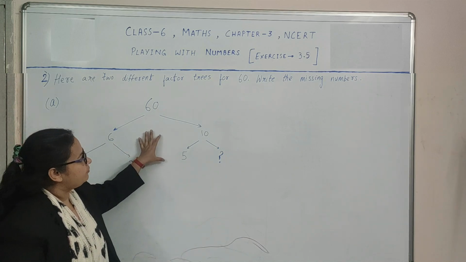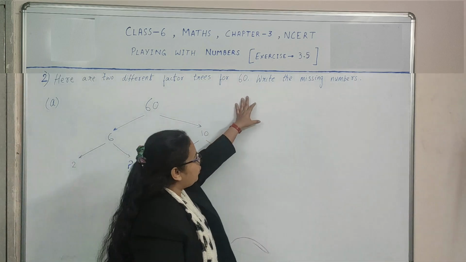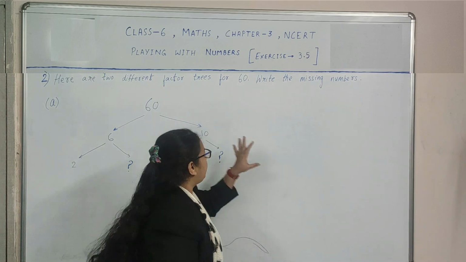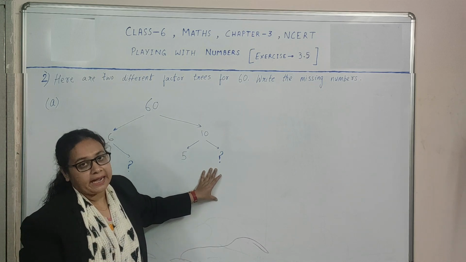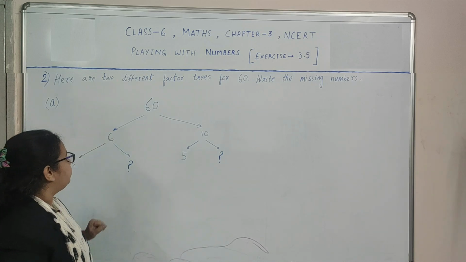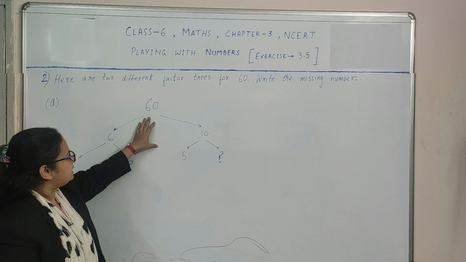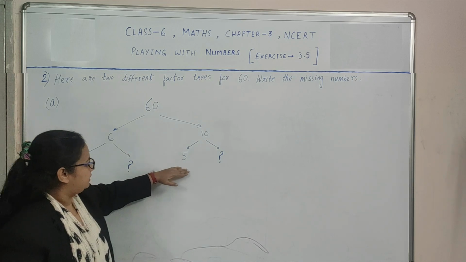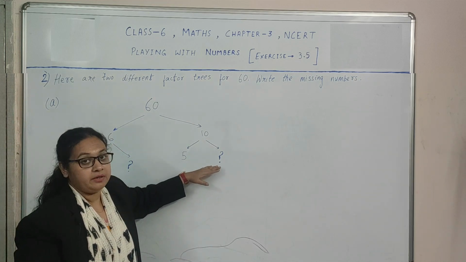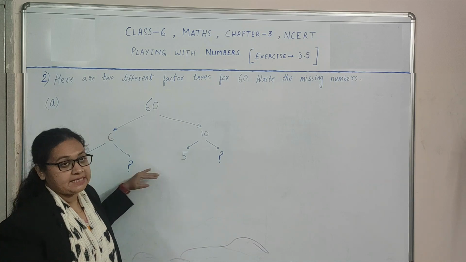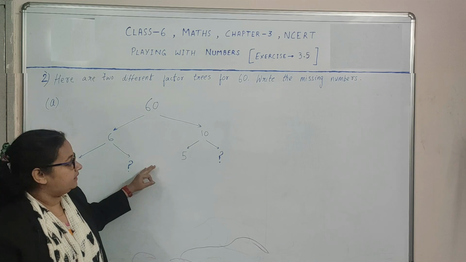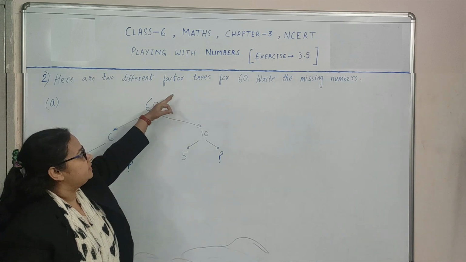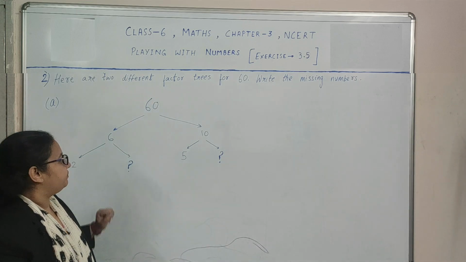So this is a factor tree for 60, and what we have to do is write the missing numbers. In this factor tree there are some numbers which are missing and we have to write those missing numbers. This is a factor tree of 60, which means ultimately the final result we will find is the prime factorization of 60. We get it through the factor tree method, right?